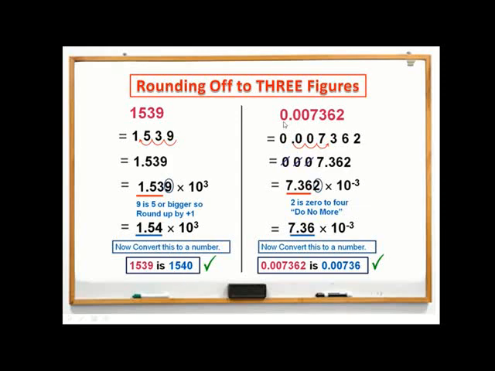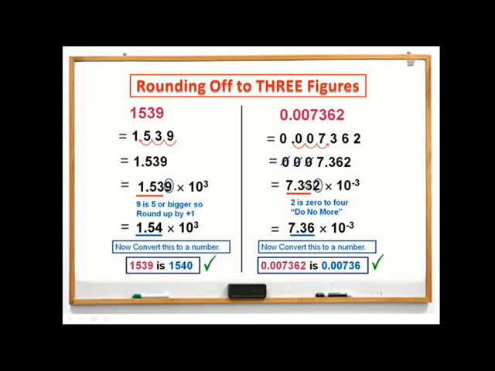Similarly, another example is given: 0.007362. We have to write 0.007362 in powers of 10. For example, I shift this decimal point by 3 places, then it is a power of 10. As it is a fraction, it becomes 10 to the power minus 3. As a result, 7.362 into 10 to the power minus 3. Minus means divide by 1000. You will get 7.362 for this number. Like that I'll write in powers of 10 form.